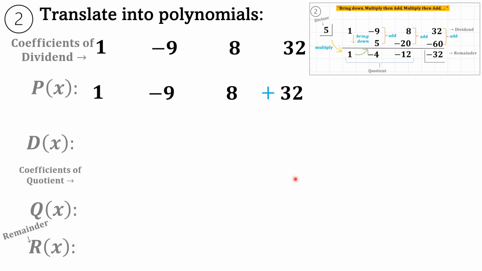So write plus before 32 because 32 is positive, plus before 8. And then writing the variables. So starting with the exponent 0, start with 32. That is 32, 0, then 1, 2, 3. No need to write 1 if the coefficient is 1. Next, for the divisor 5, copy 5 for D of x.